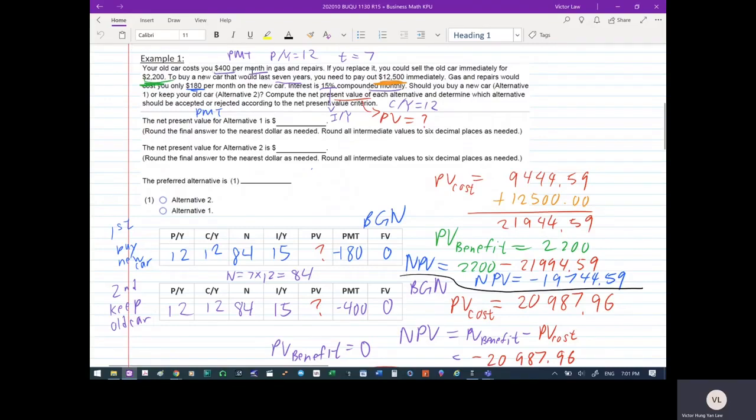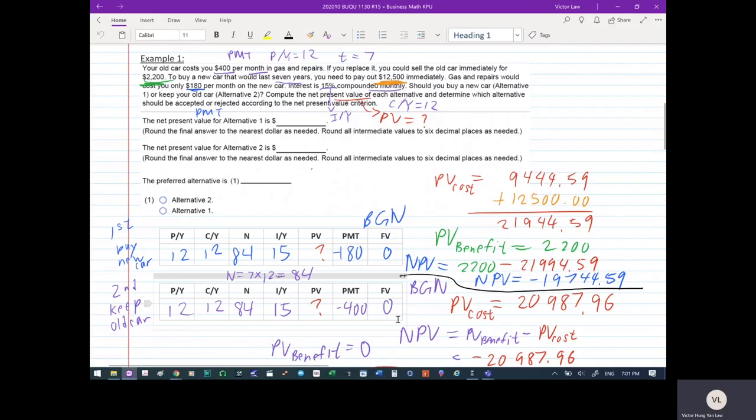So what we have is $400 per month in gas and repair. So that's your PMT, and then PY is 12. That's why we have negative 400 for PMT, and PY is 12. The new car will last for 7 years, so we're assuming that the old car will last for 7 years as well. So T equals 7. When we calculate N equals T times PY, we have 84. And we're given that the interest is 15% compounded monthly. So IY is 15, CY is 12.